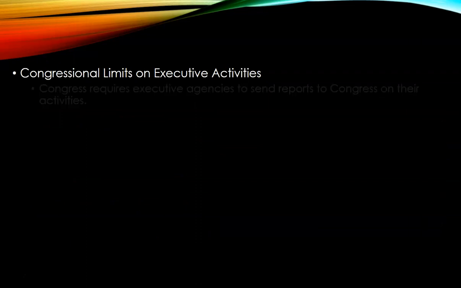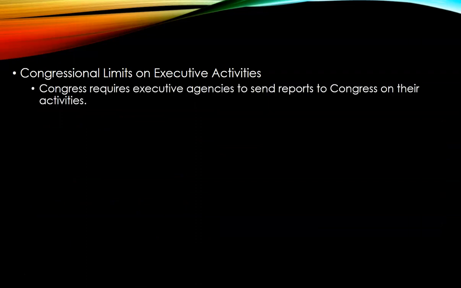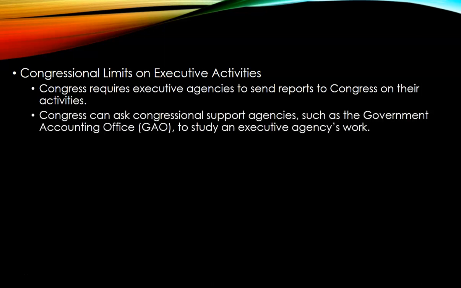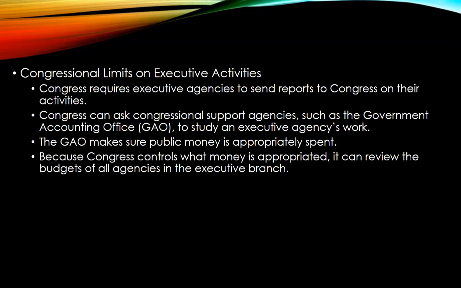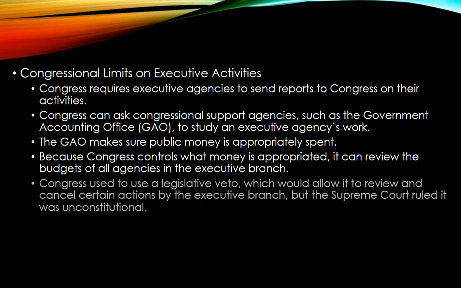Congressional limits on executive activities. Congress requires executive agencies to send reports to Congress on their activities. Congress can ask congressional support agencies, such as the Government Accounting Office, to study an executive agency's work. Now, the Government Accounting Office makes sure that public money is appropriately spent. Because Congress controls what money is appropriated, it can review the budgets of all the agencies in the executive branch.